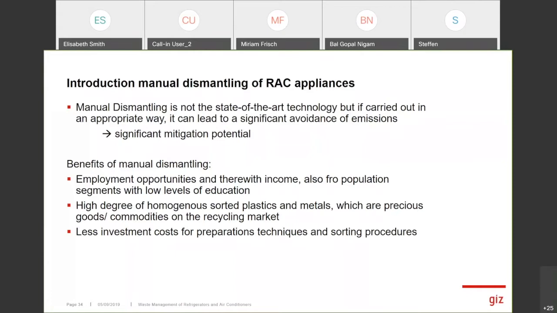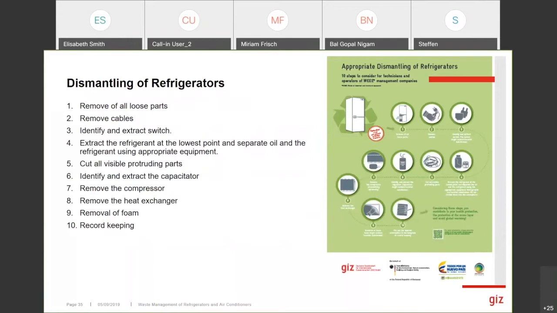Well, the next slide will show the course of dismantling of refrigerators. First, remove all loose parts. Second, remove cables. Third, identify and extract switches. Fourth, extract the refrigerant at the lowest point and separate oil and the refrigerant using appropriate equipment. Then cut all visible polluting parts.